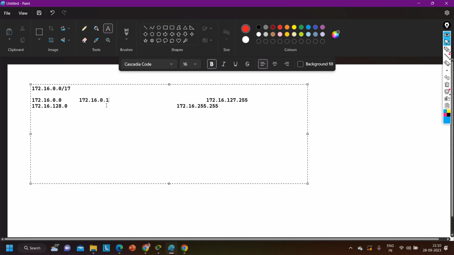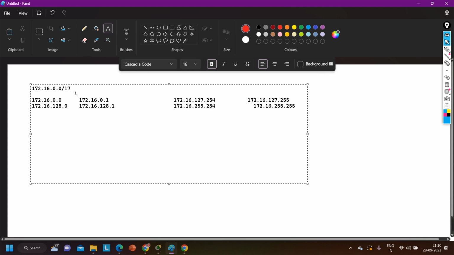0.1. First valid IP address of this network is 128.1. What is the last valid IP address of the first network? 127.254. Yes, 254. And this one is 170. 255.254. 128.224. Okay, 255.254. Yes.